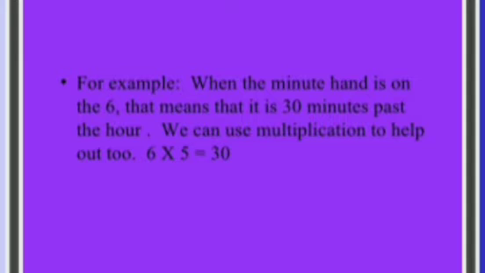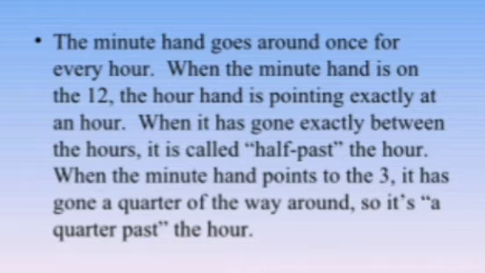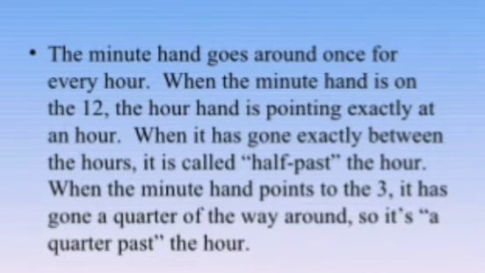past the hour. The minute hand goes around once for every hour. When the minute hand is on the 12, the hour hand is pointing exactly at an hour. That means when the minute hand is at 12, and the hour hand is at 4, then the time is 4 o'clock. When it has gone exactly between the hours, it is called half past the hour.